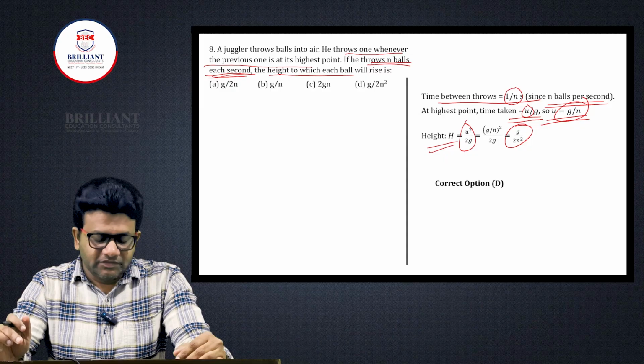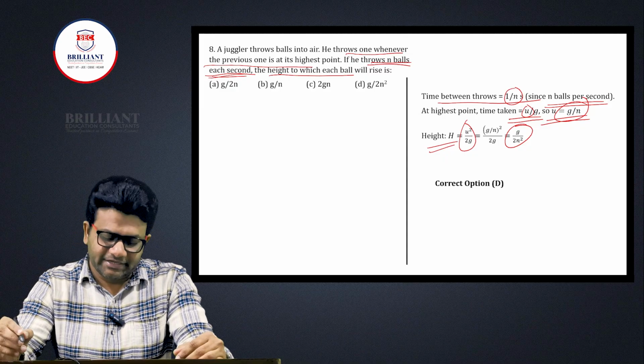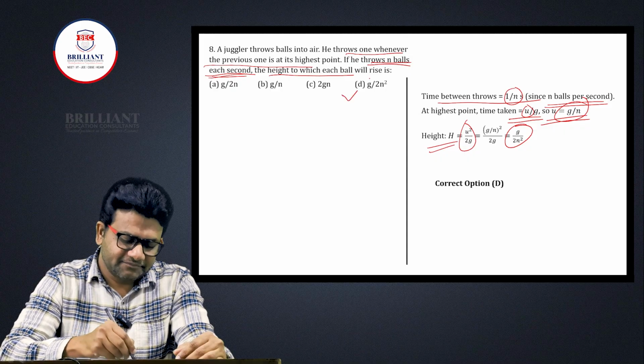You can see in the options, option D is correct. g by 2n square. Option D is correct.